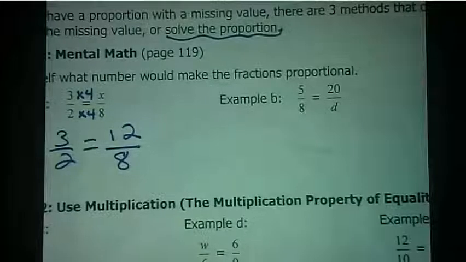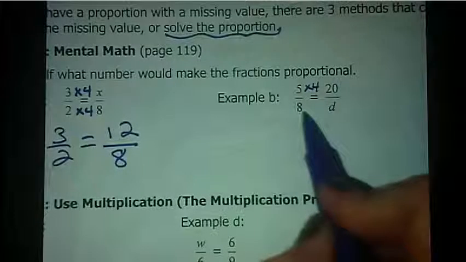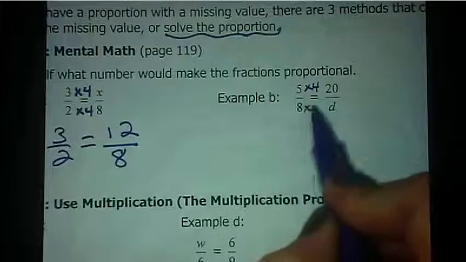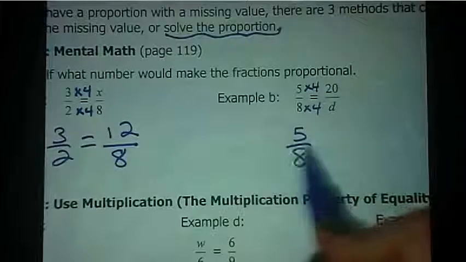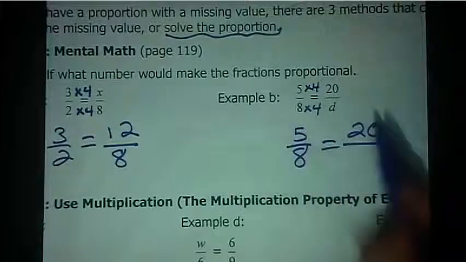Same thing over here. If we use mental math, to get from 5 to 20, again, it's times 4. So we do the same thing here, 8 times 4. So 5 eighths is equal to 20 over 8 times 4, 32.